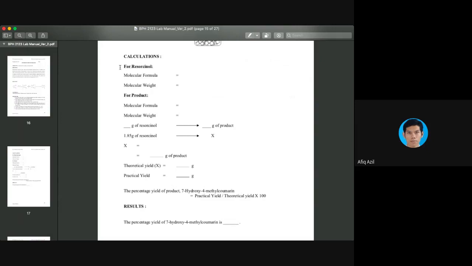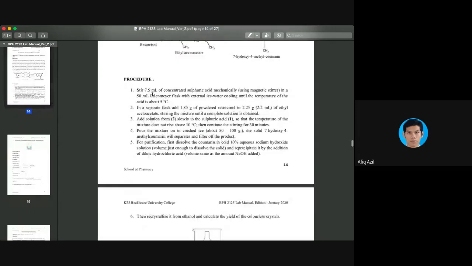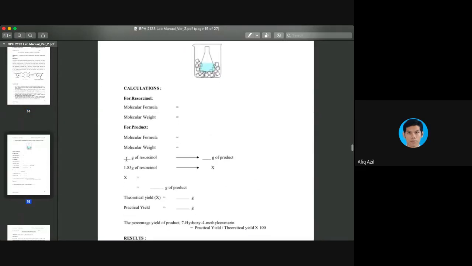Okay, so the raw data that is needed is just this one: molecular formula, molecular weight, product. This one, the gram of resorcinol. Over here, it is stated that 1.85 gram of resorcinol, but in reality, when you weigh the resorcinol using the actual analytical balance, you may get 1.8599 or 1.8501. So there could be different values. So it must be written over here.